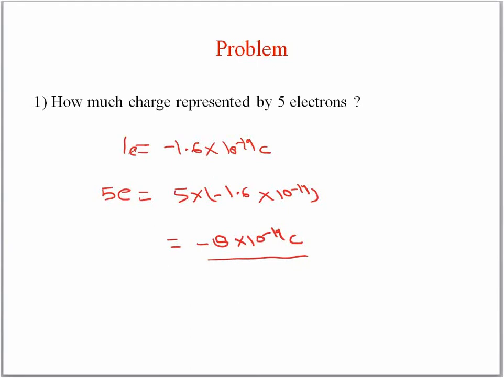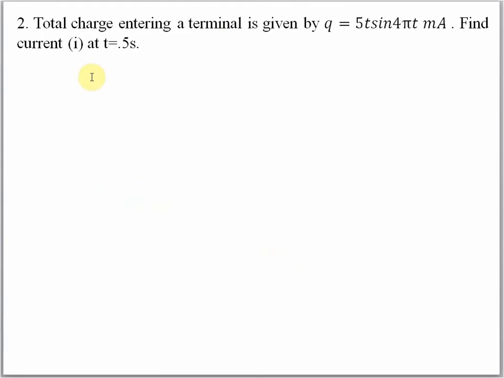Okay, let's do the second problem. Total charge entering a terminal is given by q equals 5t sine 4 pi t milliampere. Find the current at t equals 0.5 second. As we have seen the expression between current, charge and time, I equals dq by dt. Here we have q, and we have to find the current.